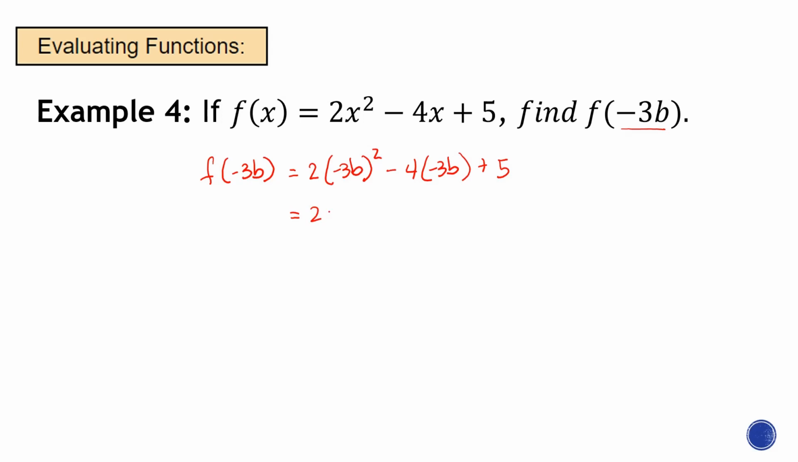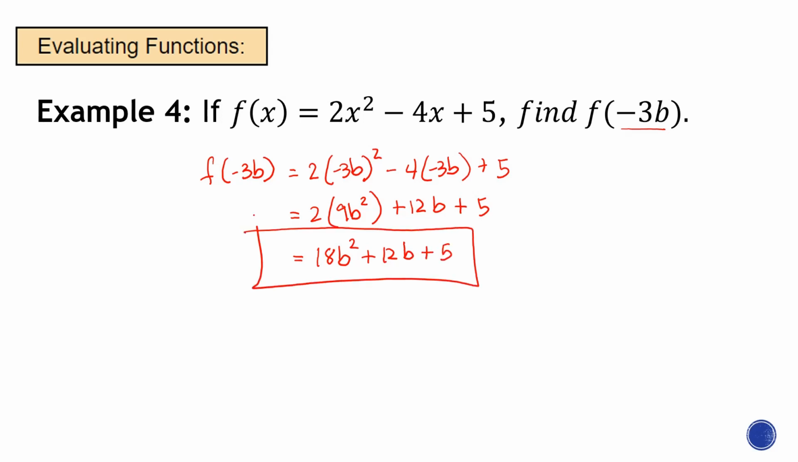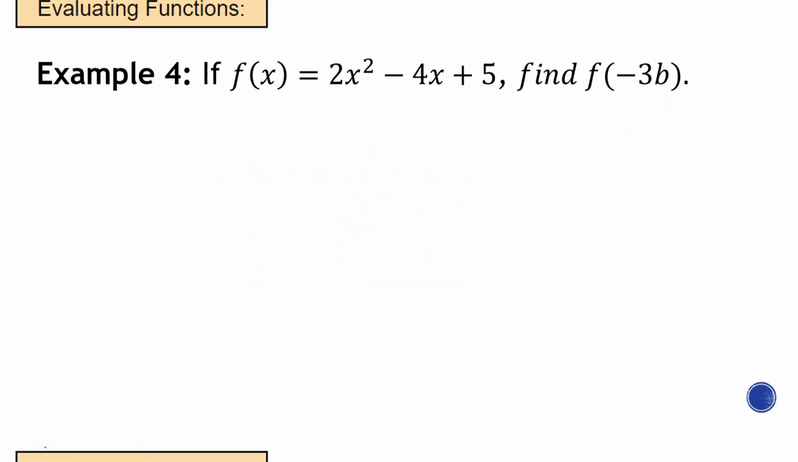This is equal to 2 times, so negative 3 squared is 9b squared, plus negative 4 times negative 3 is plus 12b, plus 5. This is equal to 2 times 9 is 18b squared plus 12b plus 5. So that is our answer. Okay, let's go to the next example.